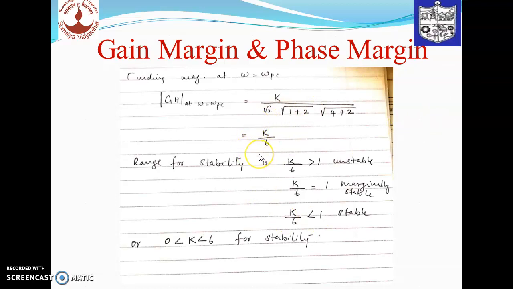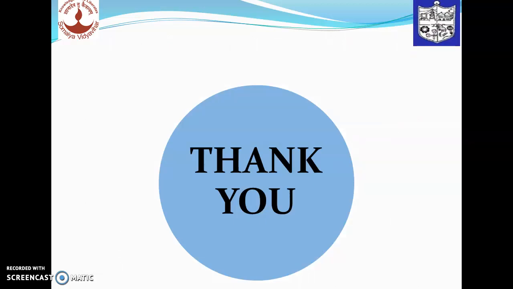Now depending on the value of k by 6, I can say whether the system is stable or not. The magnitude should be less than 1 for a stable system, because we know that 1 plus G(s)H(s) equals 0. So k by 6 greater than 1, it is unstable. K by 6 equal to 1, marginally stable. K by 6 less than 1, it is stable. So for k value between 0 and 6, it is stable. Thank you.